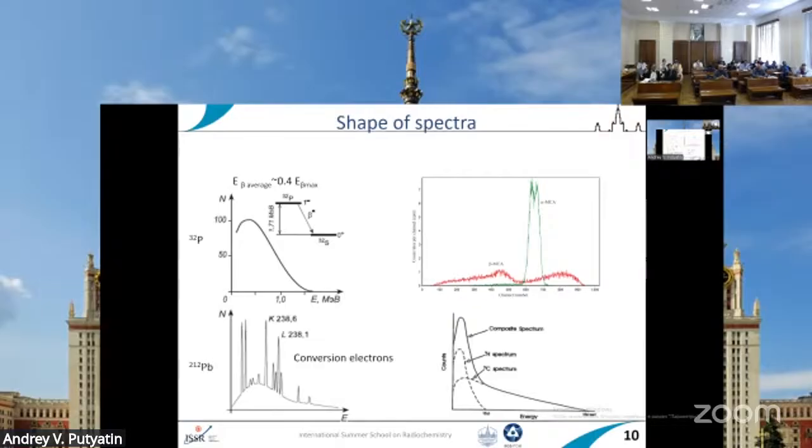Sometimes we see these sharp peaks. It is not alpha particles. It is the conversion electrons, the electrons that are emitted from the orbital shells of the atoms, and that's why they have a certain energy, and the spectrum looks like very discrete lines. Very often people can think that it is alpha particles, but they are not.